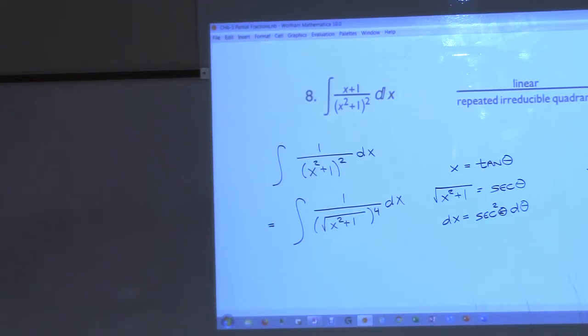secant squared theta. I love this so much. This is just crazy. This is going to become 1 over secant squared. 1 over secant squared is cosine squared, and how do we deal with cosine squared? Power reduce. To me, this is just beautiful. I realize it's hard when you're learning it, but it's just so amazing how this all works.